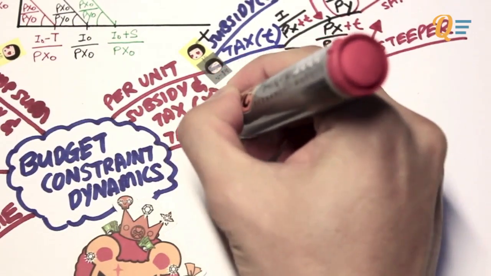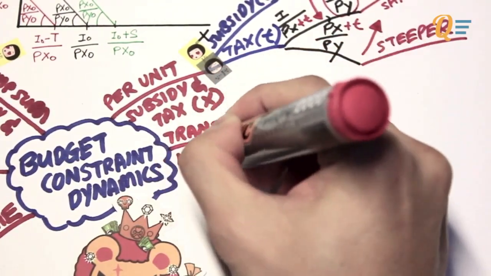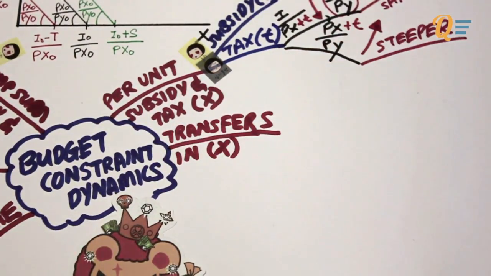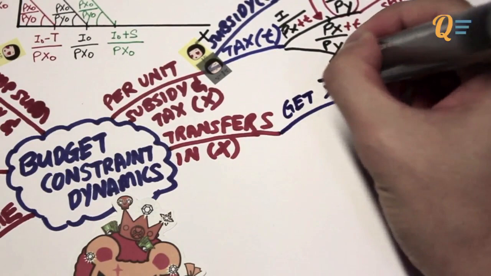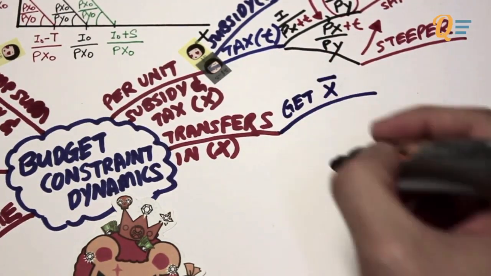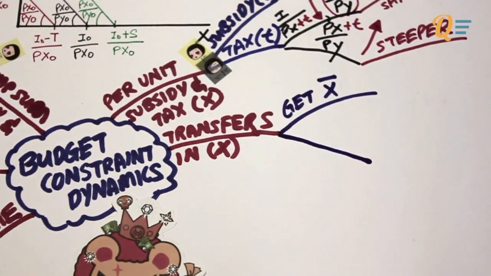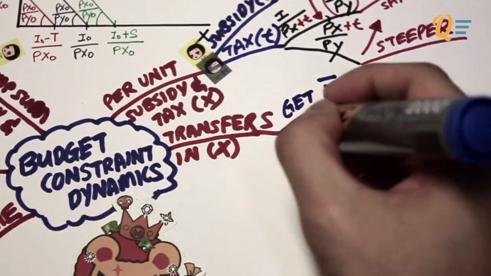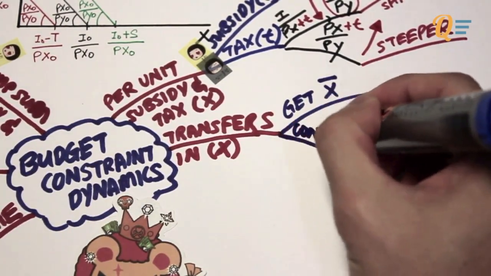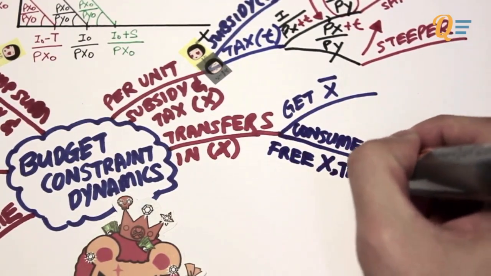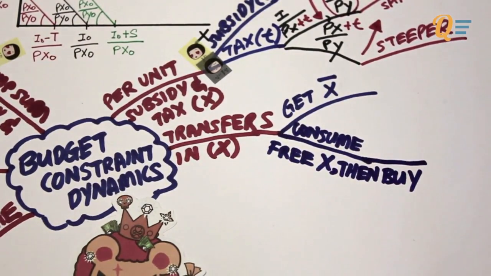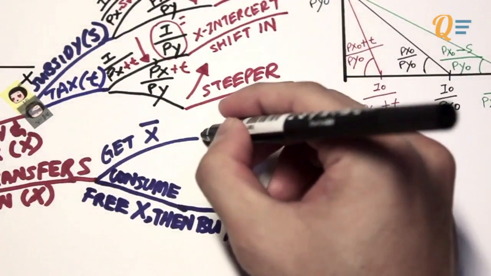Alright, so now let's move on to something a little bit different, what we call a transfer in. Just let me briefly explain what this means. What this means is that a government authority is going to give you X bar for free. So the consumer gets X bar, which can be any amount that is set, and basically what the consumer does is consume this free amount of X before buying additional units of X if the consumption is not enough.